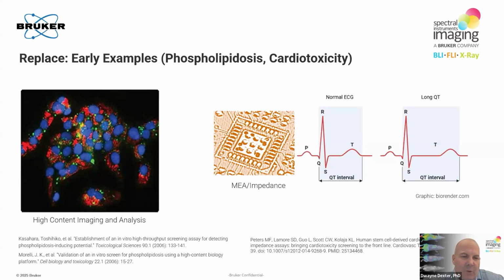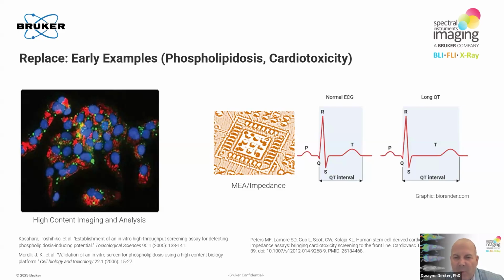Two different groups independently developed a high-content imaging assay where they were able to show that they could detect phospholipidosis. Both of these organizations, pharma companies, had a wealth of internal knowledge on compounds, positive knowns. So they were able to implement this type of assay to replace a very expensive rodent assay.